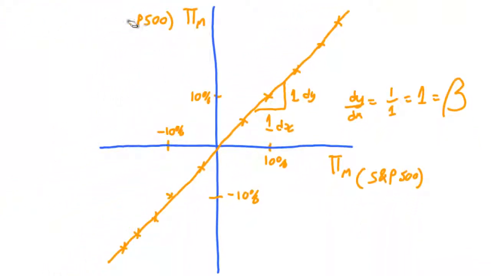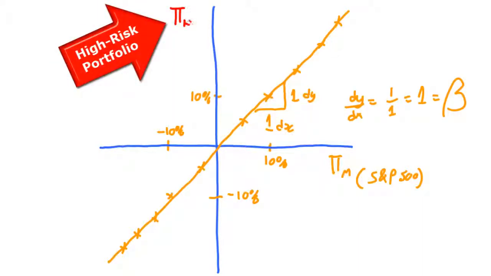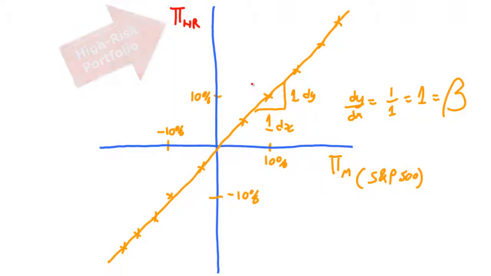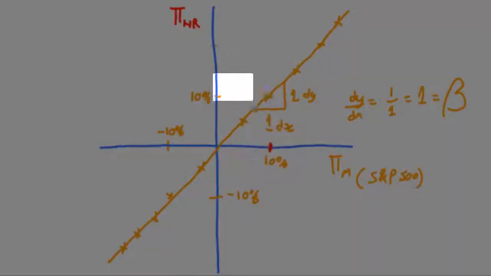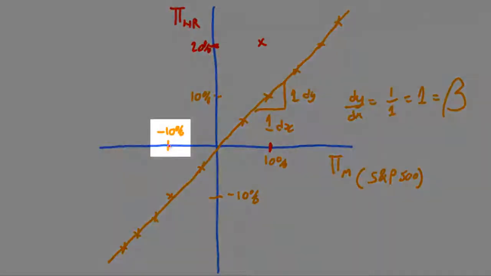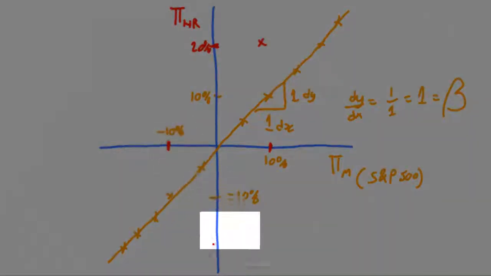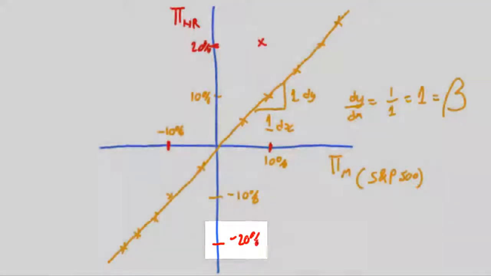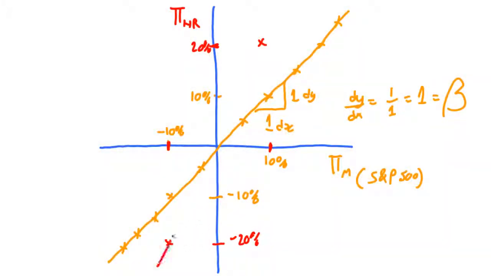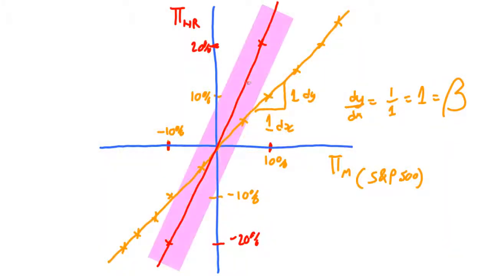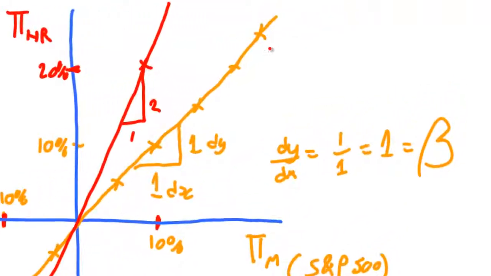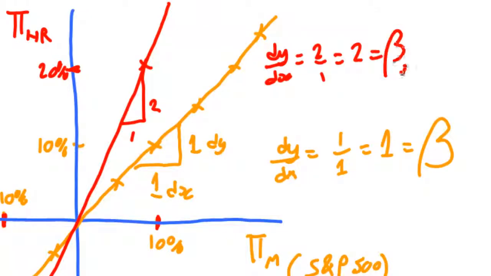Now we're going to replace the market portfolio on the y-axis with a different, higher risk portfolio. This might be an index of some banks or of some pharmaceutical companies. This time when the market goes up by 10%, the high risk portfolio itself goes up by 20%. And when the market goes down by 10%, the high risk portfolio goes down even lower, to minus 20%. If this pattern holds for every single possible market return, we get an overall dy over dx of 2. So the beta risk of this high risk portfolio is itself 2.